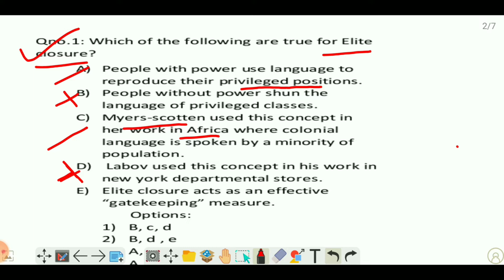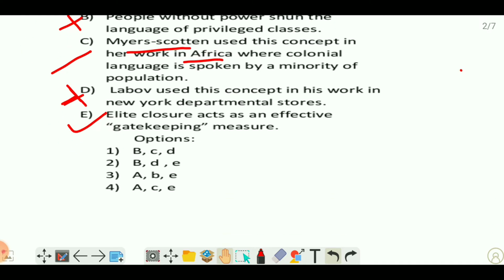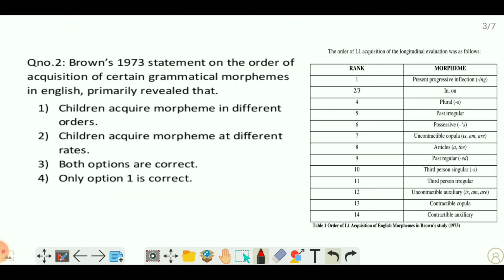Option number E, elite closure acts as an effective gatekeeping measure. Of course, it acts as an effective gatekeeping measure because we know that this elite closure develops a gap between elite and non-elite groups. So options A, C, and E will follow. A, C, and E. Okay. Moving on to question number two.